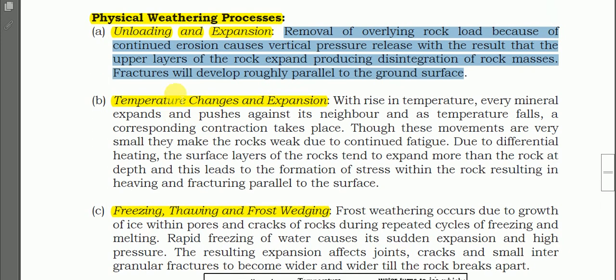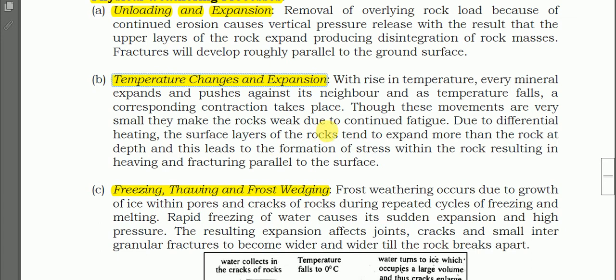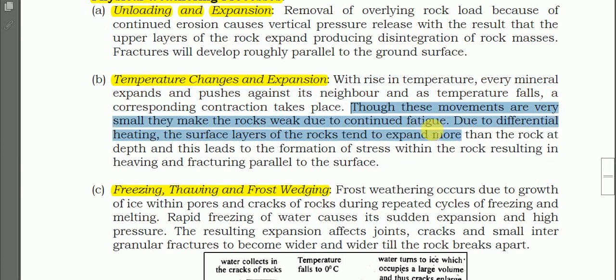The next physical weathering process is temperature changes and expansion. With a rise in temperature, every mineral expands and pushes against its neighbor, and as temperature falls, a corresponding contraction takes place. Though these movements are very small, they make the rock weak due to continued fatigue.